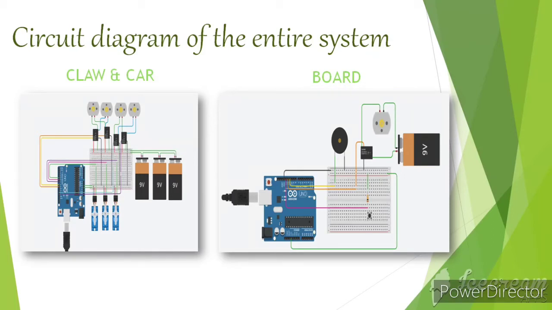The circuit diagram of the board consists of power supply, a motor, a buzzer and a push button. When we press the push button, the motor starts rotating and a timer begins, which counts down from 60 to 0. Once the timer becomes 0, the buzzer starts buzzing. This indicates the end of the game.